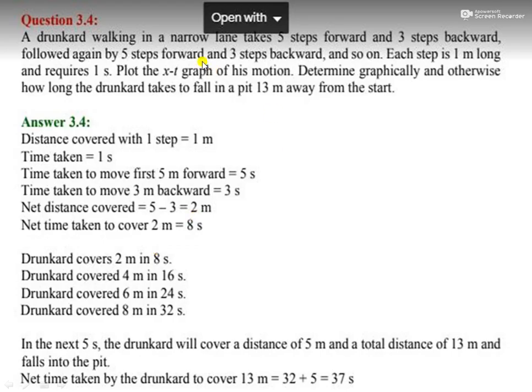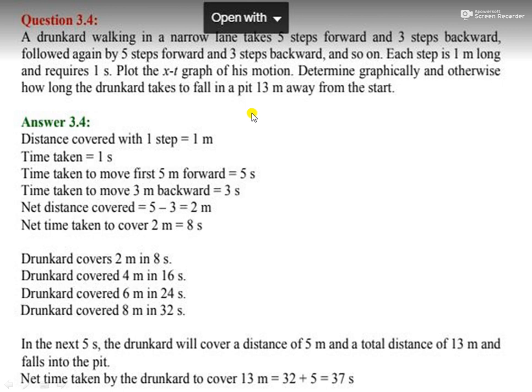A very good reasoning question. A drunkard walking in a narrow lane takes 5 steps forward and 3 steps backward, followed by 5 steps forward and 3 steps backward. Each step is 1 meter long and requires 1 second. Plot the x-t graph of his motion. Determine graphically and otherwise how long the drunkard takes to fall in a pit 13 meter away from the start.